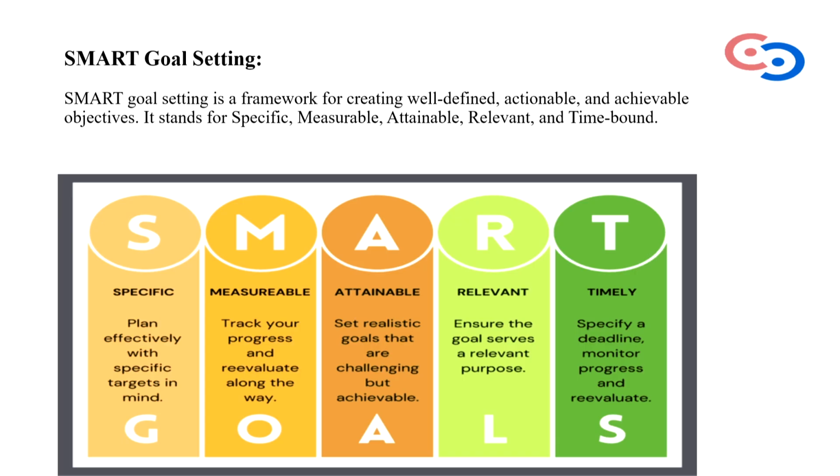So S stands for specific. Plan effectively with specific targets in mind. Your goal should be specific and unambiguous. The goal should be measurable. Track your progress and regulate along the way. You need to know when you have achieved the goal. Attainable, the goal should be realistic, challenging but achievable on time. And relevant, ensure that the goal serves your purpose.